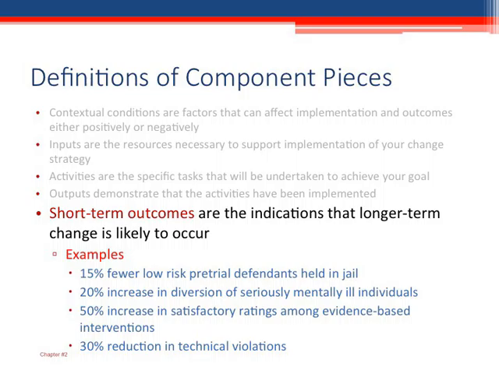The short-term outcome that might suggest that this is likely to occur is a decrease in the percentage of detained low-risk defendants. Other examples of short-term outcomes might be an increase in the diversion rate of seriously mentally ill individuals, an increase in satisfactory ratings among evidence-based interventions, or a reduction in technical violations. Note that all of our examples on this slide are measurable. We'll come back to this point later.